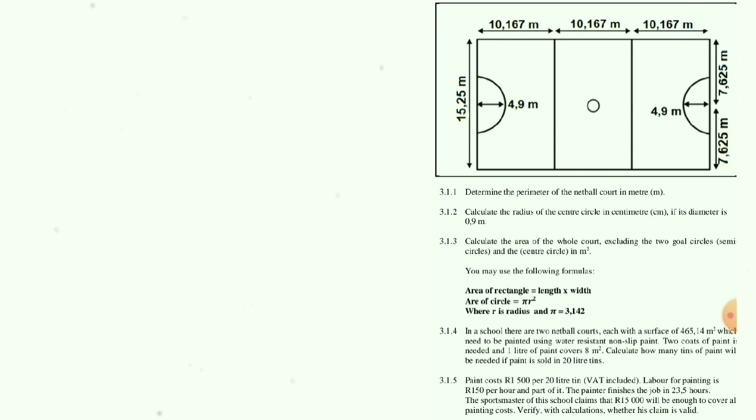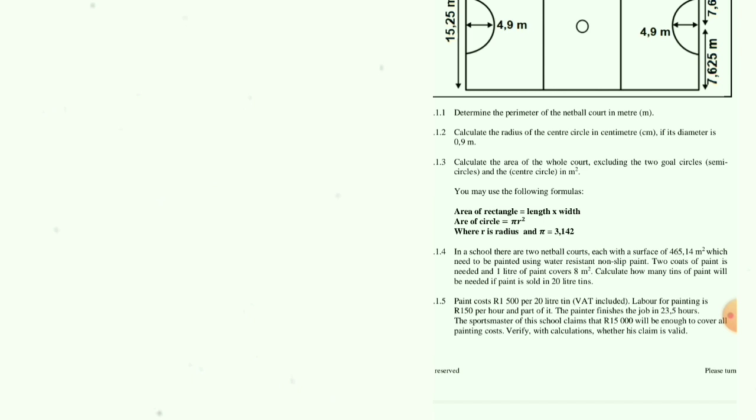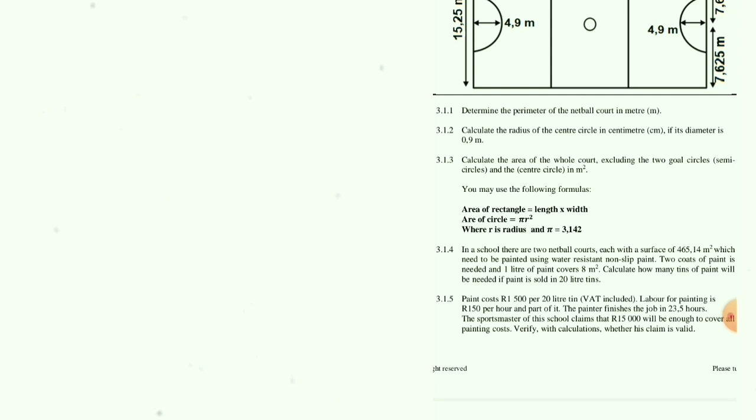3.1.4. As I've said, guys, this is not going to be long. In a school, there are 2 netball courts, each with a surface of 465,14 m², which need to be painted using water-resistant non-slip paint. 2 coats of paint are needed, and 1 liter of paint covers 8 m². Calculate how many tins of paint will be needed if the paint is sold in 20 liter tins. So guys, you can pause the video. You can try to read it for yourself first. So let's go. In a school, there are 2 netball courts.